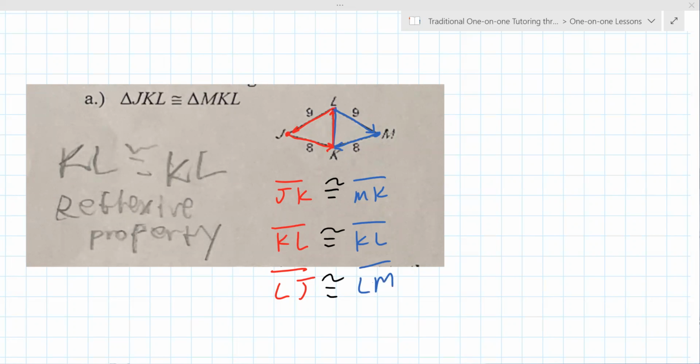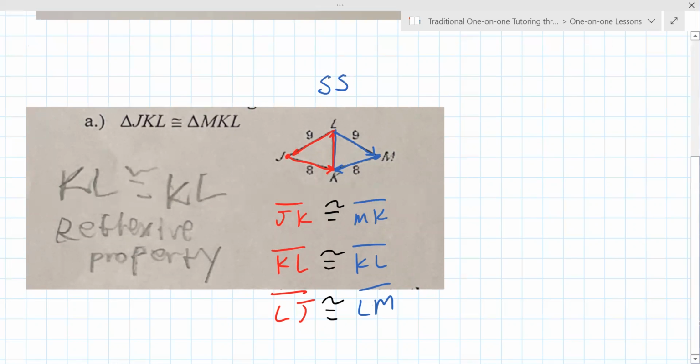So yeah, it's the reflexive property. Yes, it's not the reflexive property, it's side, side, side. So I have to write it down? Yes, you need to write this down. You also need to write down all of these congruent statements. But I got the reflexive property in there. Is it fine? Well, that's fine. You can keep that, but you need to add in this other information.